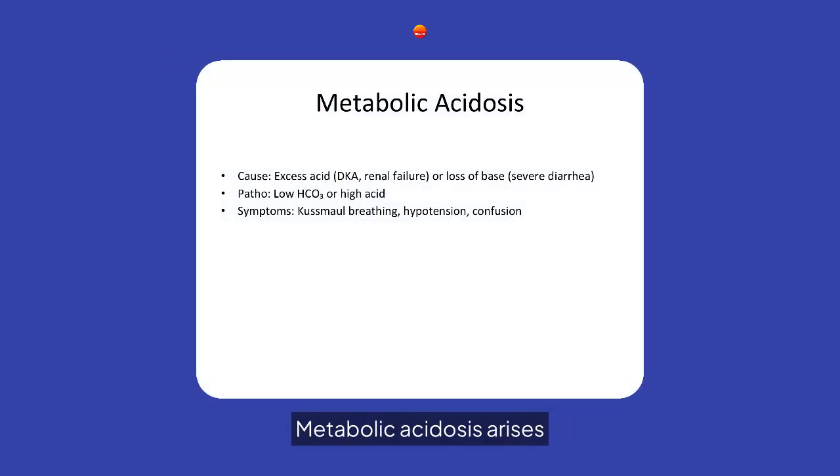Metabolic acidosis arises from excess acid, as seen in diabetic ketoacidosis or renal failure, or from loss of base, such as in severe diarrhea. It is characterized by low HCO3 or high acid levels. Symptoms include rapid breathing, hypotension, and confusion.